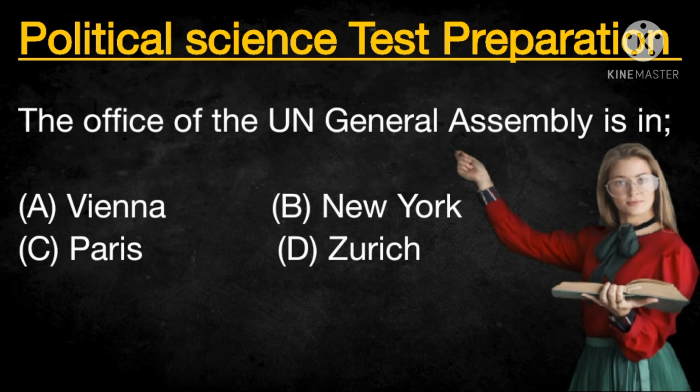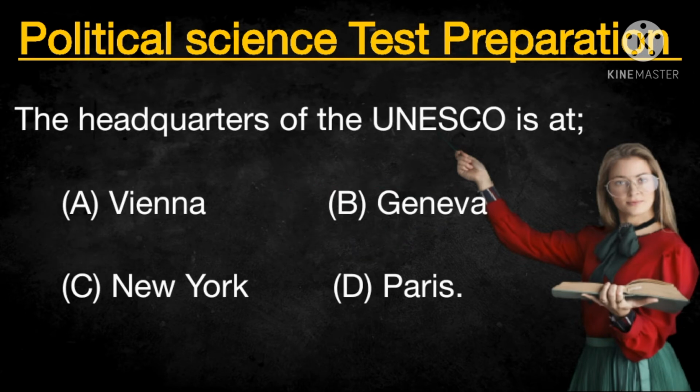Question: The office of the UN General Assembly is in A. Vienna, B. New York, C. Paris, D. Zurich. Its correct answer option B, New York. Question: The headquarters of the UNESCO is at A. Vienna, B. Geneva, C. New York, D. Paris. Its correct answer option D, Paris.